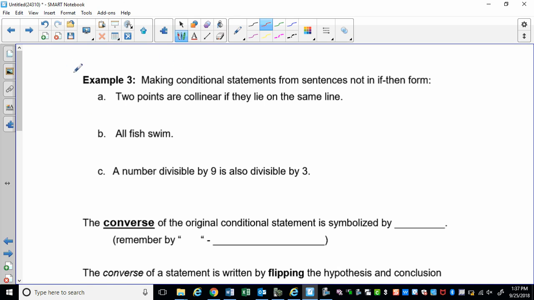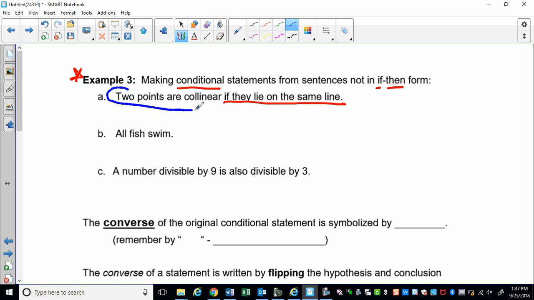Okay, this is a really good example. We're going to be making a conditional statement from sentences not in if-then form. How do we put it into if-then form? So a conditional statement means it has to have an if and a then. 2 points are collinear. That means they're on the same line if they lie on the same line, okay? So if they lie on the same line, this is my hypothesis. The rest of it is going to be my conclusion.